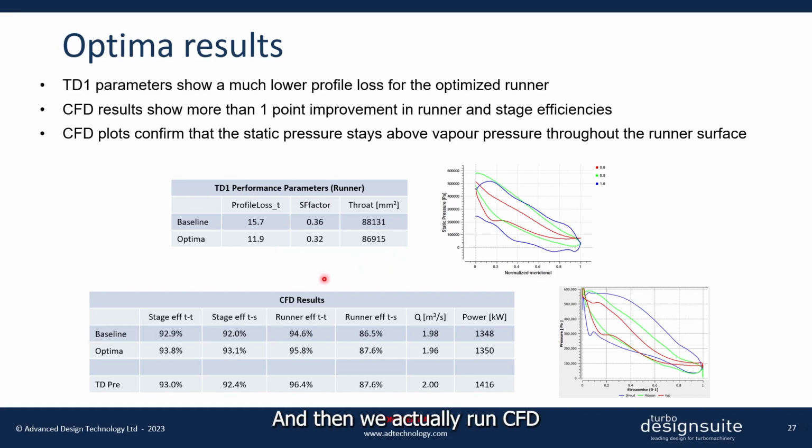And when we actually run CFD on the new runner, what we find is about 1 percentage point improvement in the total to total and the total to static efficiencies for both the runner and the stage, and also a corresponding increase in the turbine power output. And if we look at this CFD pressure distribution, then it is confirmed that, just as the inverse design had predicted, the surface pressure is staying above the vapor pressure throughout the suction surface, eliminating any chances of cavitation in the runner.